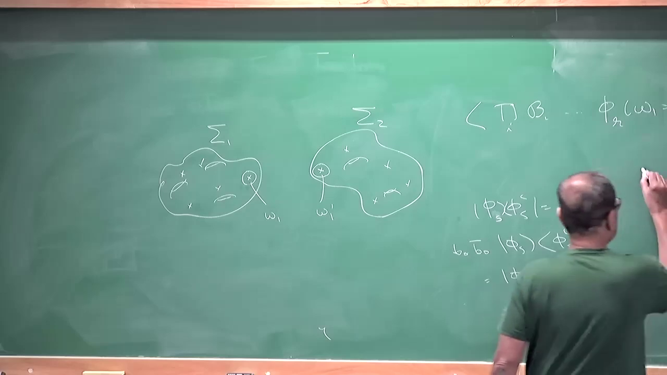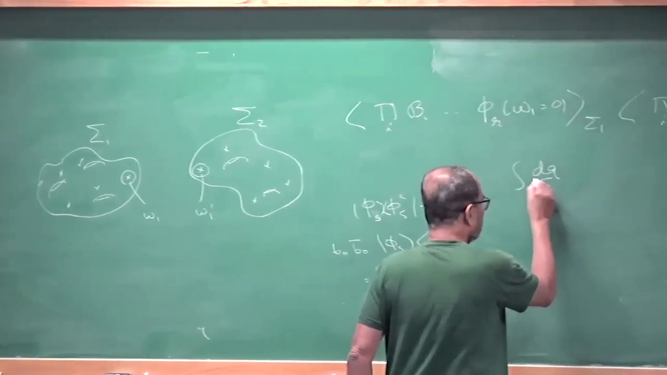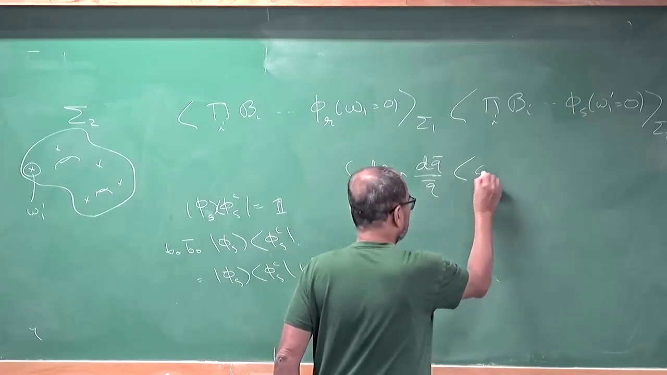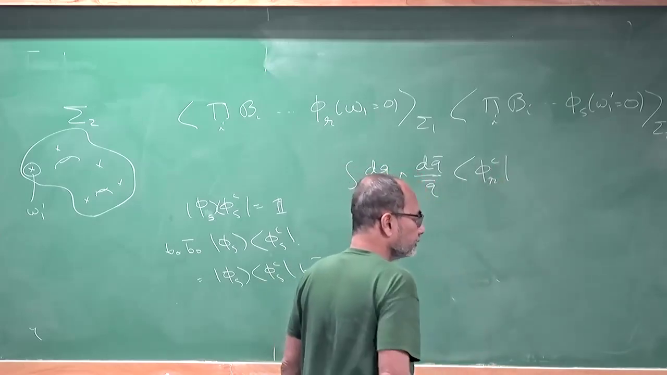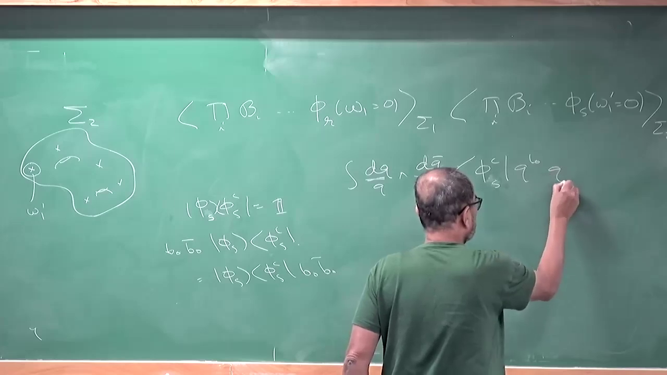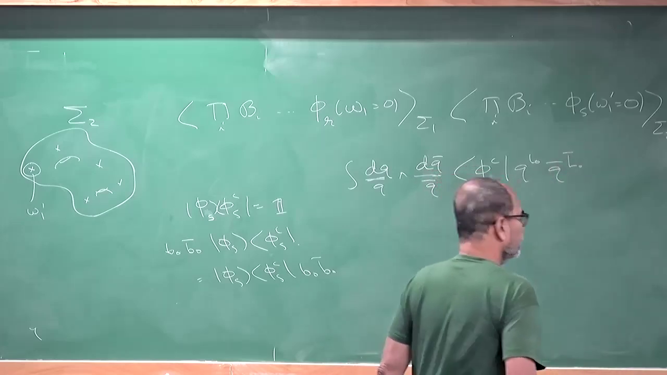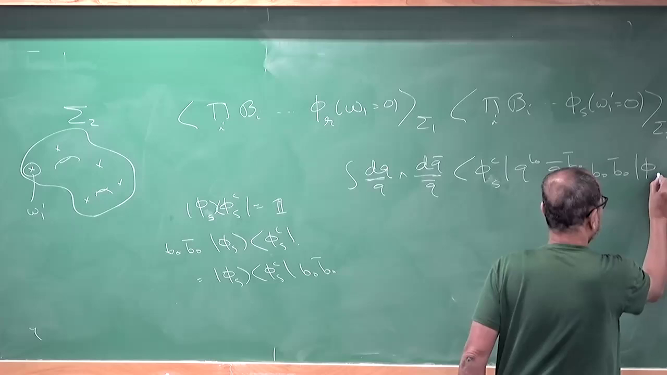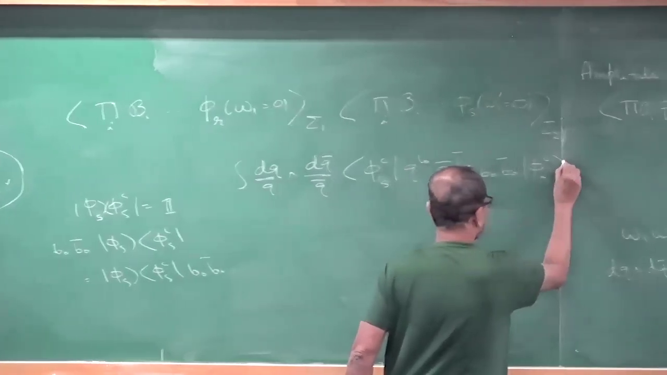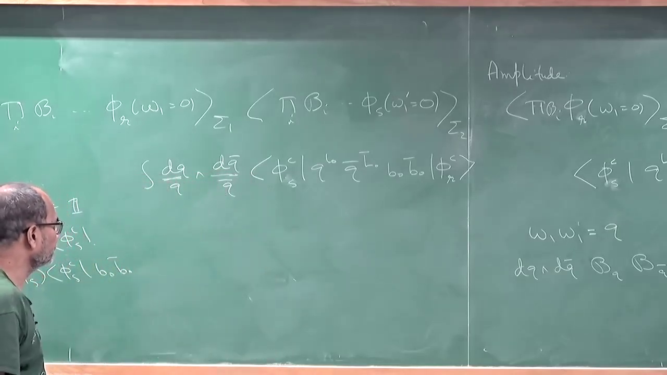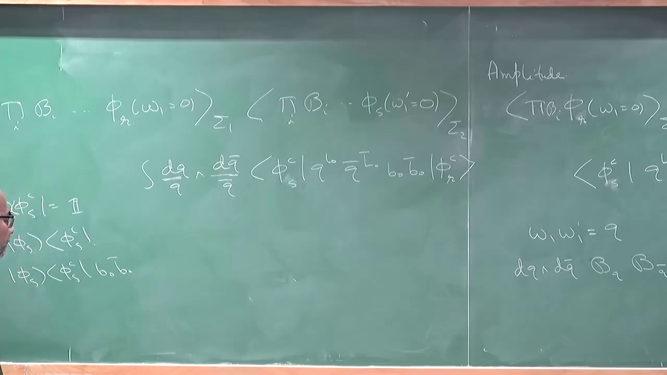So I'll write as integral dq by q wedge dq bar by q bar, and then phi rc, sorry, phi sc q to the L0 q bar to the L0 bar, B0 bar, phi RC. Is this clear?